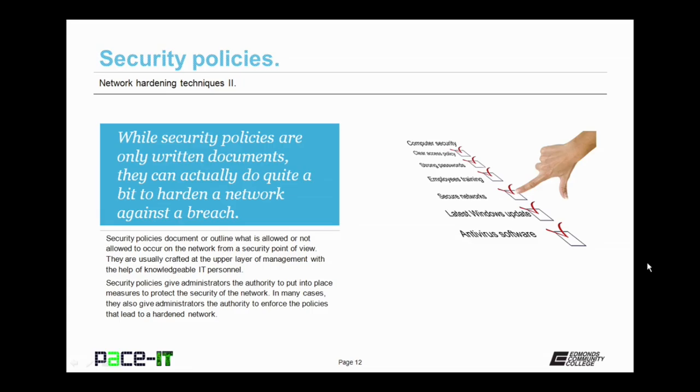It's time to conclude with a brief discussion on security policies. While security policies are only written documents, they can actually do quite a bit to harden a network against a breach. Security policies document or outline what is allowed or not allowed to occur on the network from a security point of view. They're usually crafted at the upper layer of management with the help of knowledgeable IT personnel. They establish the expected behavior, which can go a long ways towards hardening your network.